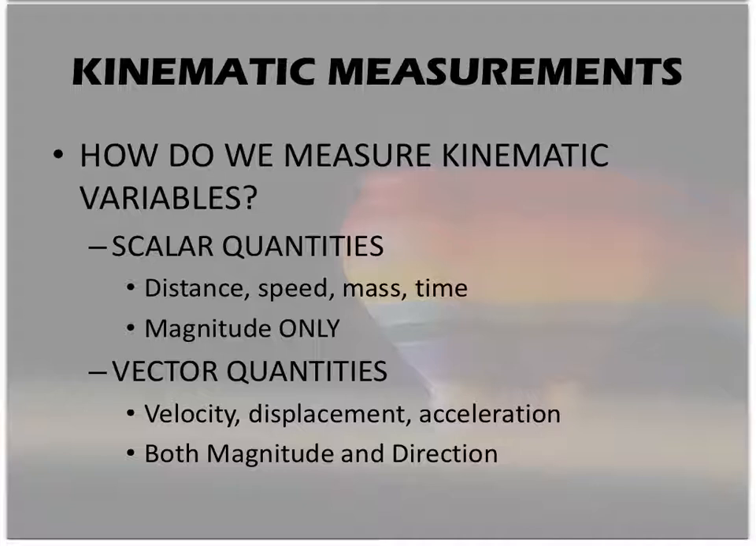The other way we measure kinematic variables is with vector quantities. Vector quantities have magnitude, but they also have a direction now. A velocity, for instance, is speed with direction. I travel 5 miles an hour north. A displacement is a distance with a direction now. I traveled 5 miles east, or 5 miles at 30 degrees. And acceleration is the rate at which velocity is changing. We'll find that that also has directional values as well.